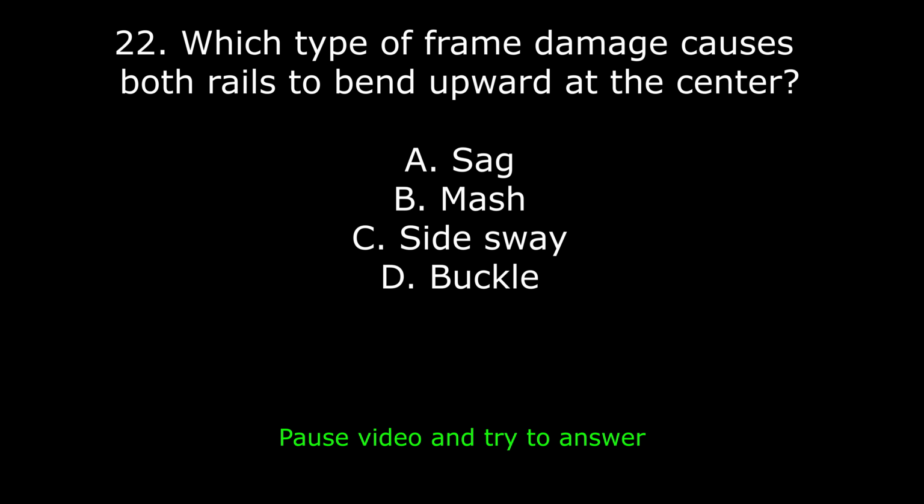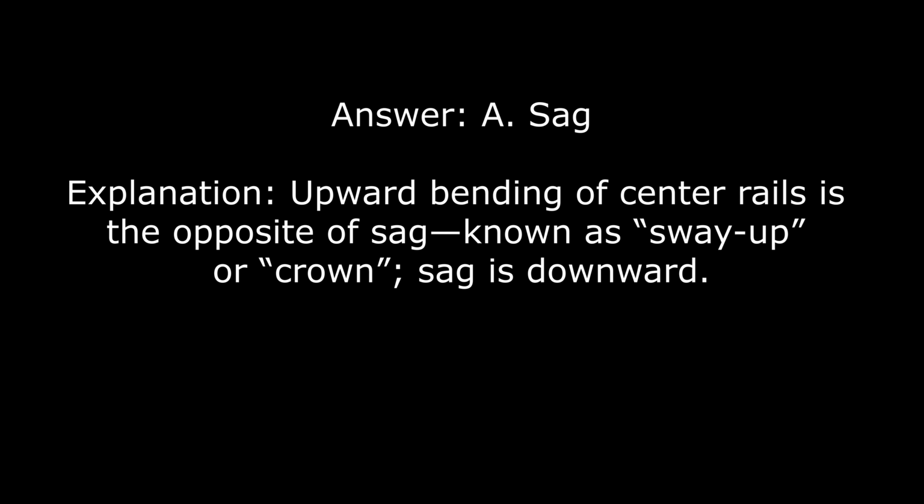22. Which type of frame damage causes both rails to bend upward at the center? A. Sag. B. Mash. C. Side sway. D. Buckle. Answer: A. Sag. Explanation: upward bending of center rails is the opposite of sag, known as sway up or crown. Sag is downward.